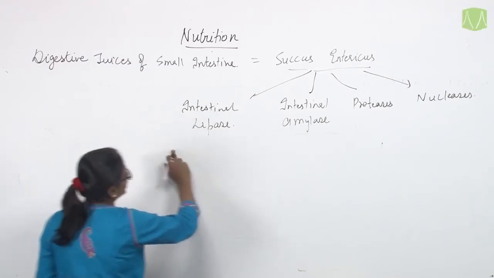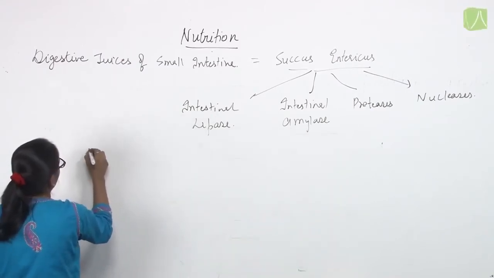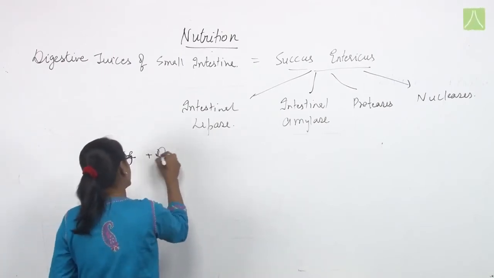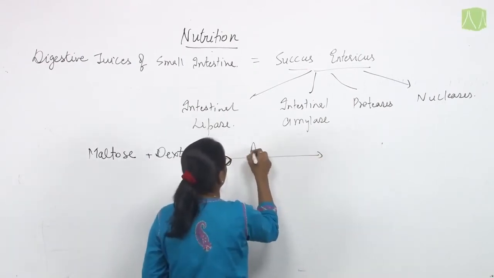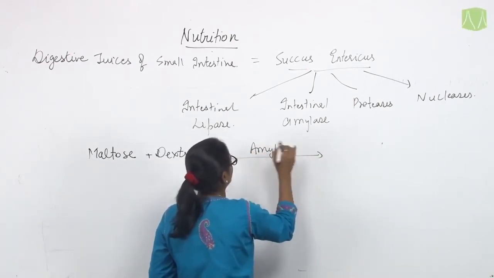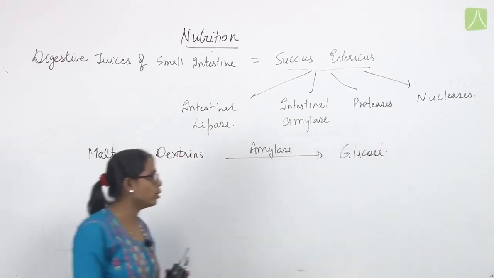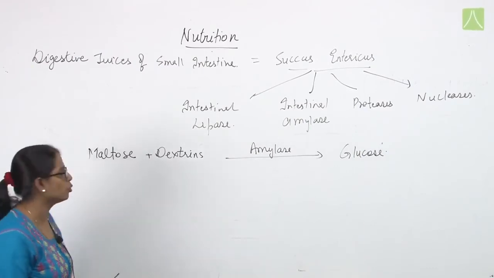Now for example, the intestinal amylase will act upon maltose plus dextrins and completely break them into glucose. So we have finally got the smallest unit of the starch, that is glucose.